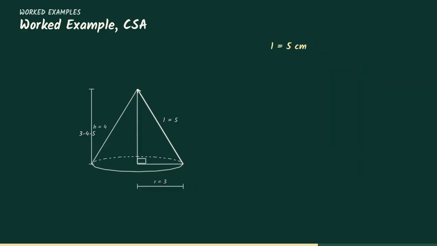Curved surface with the slant you just found. Curved surface is pi times 3 times 5, 15 pi square centimeters. That used the slant, not the upright four. Volume next, then the examiner's trap. Volume is 1/3 pi times 9 times 4, 12 pi cubic centimeters.